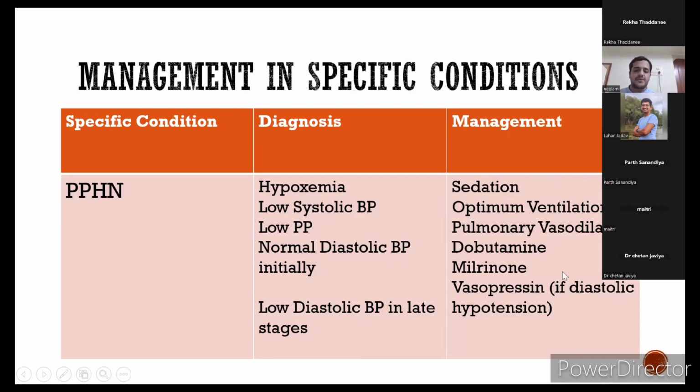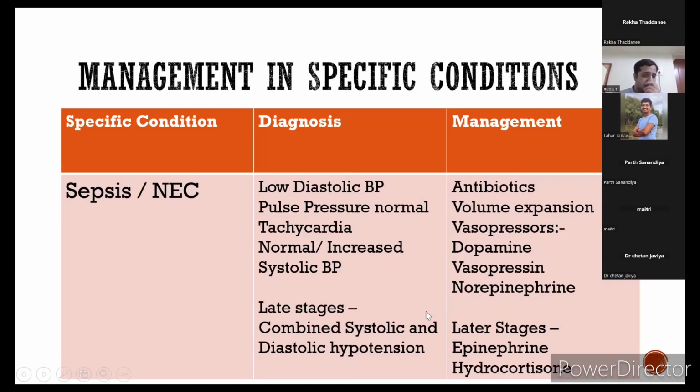You have to go for sedation, you have to ensure optimum ventilation, you have to go for pulmonary vasodilators like sildenafil. And if you are not able to get a response with that, then maybe you can go for dobutamine or milrinone, because both of them will cause pulmonary vasodilation. They will decrease the systemic vascular resistance also, so the afterload on the LV will be less, and on top of it they will help to increase the LV contractility. So that is why these are the preferred inotropes. And in the last stage, if there is low diastolic BP, then as a last resort you can add vasopressin or maybe a noradrenaline.